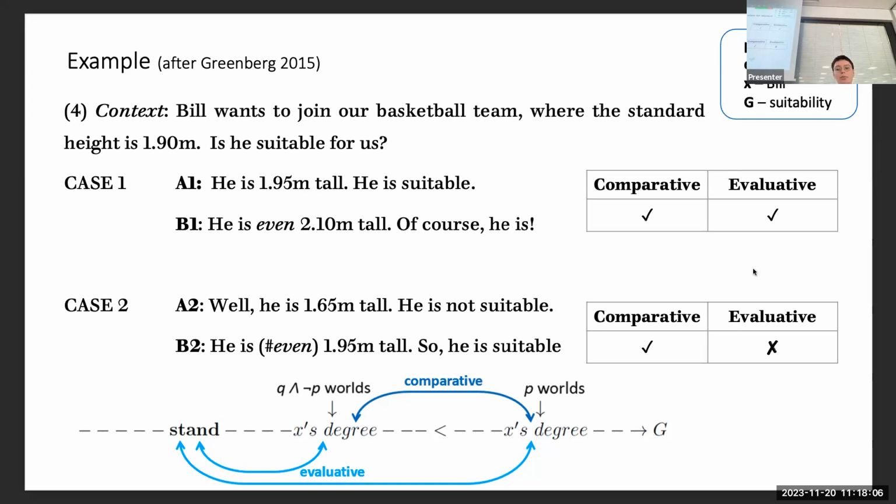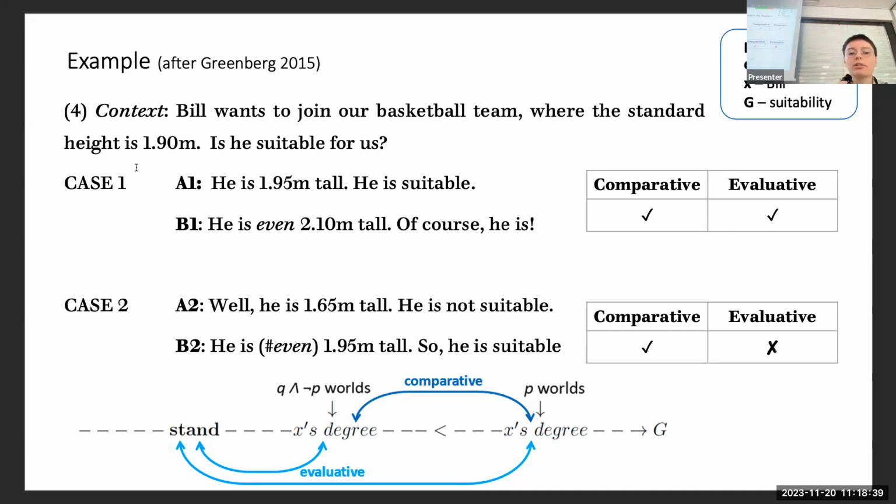In fact, the comparative component is satisfied, meaning that Bill's degree of suitability to join the team in P worlds is higher than in Q and non-P worlds. And the evaluative component is also met, because Bill's degree of suitability to join the team in both P and Q and non-P worlds is also higher than the standard. You can see it by comparing the numbers to the standard height.